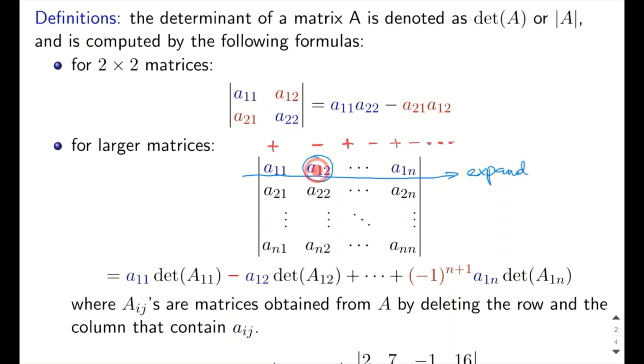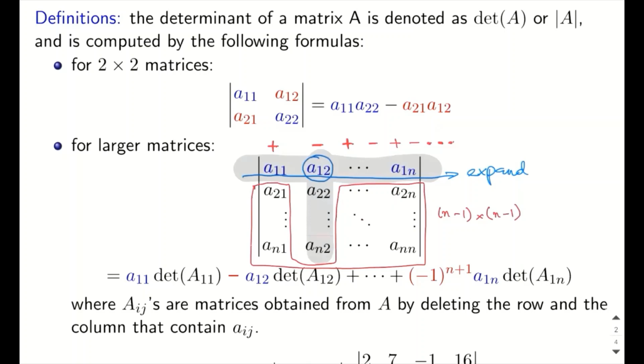Anyway, we focus on our second one here, A12. We pick it out, put it here, and the sign in front of it is going to be a negative sign. You multiply this with the determinant of the matrix obtained from the big matrix by deleting the row and the column that contain the entry that you just took out. So that means you will have to delete this guy and this guy. Now what's left is this smaller matrix, of course of size n minus 1 by n minus 1. And you keep doing so until the last entry on the first row.